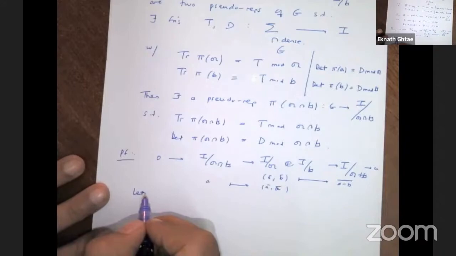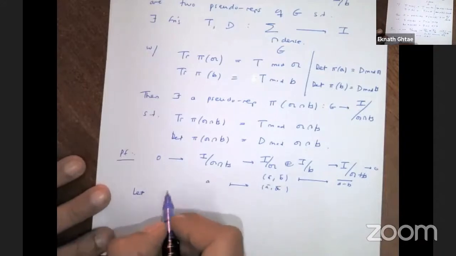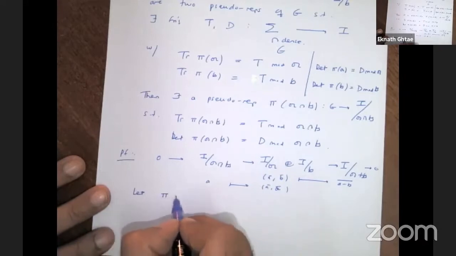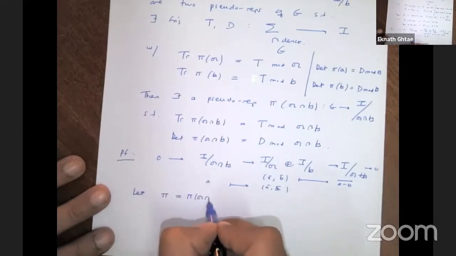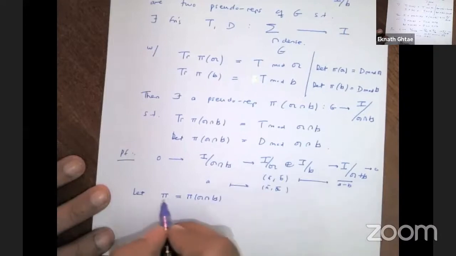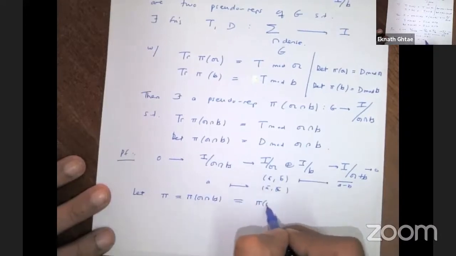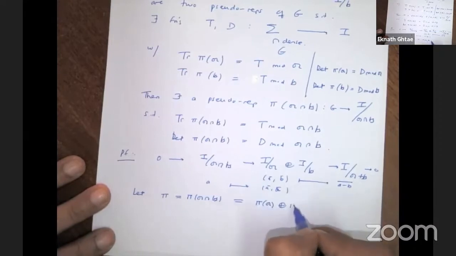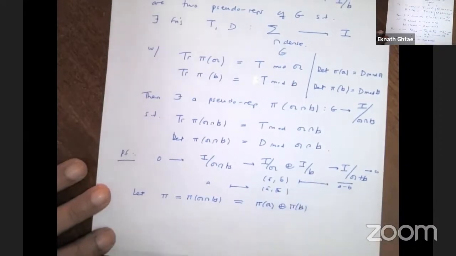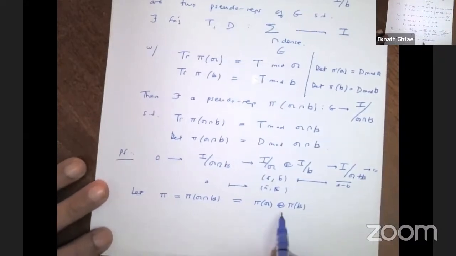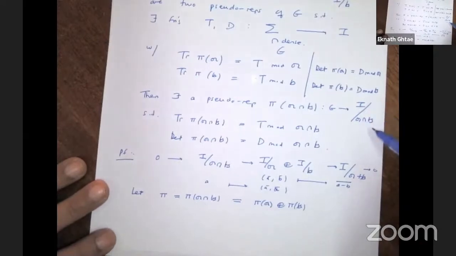Well, we'll define pi to be, let me not write A intersection B each time, but let me just call it pi, to be pi of A direct sum pi of B. Okay, so a priori now this is not good, because we wanted to take values in I mod A intersection B, right?